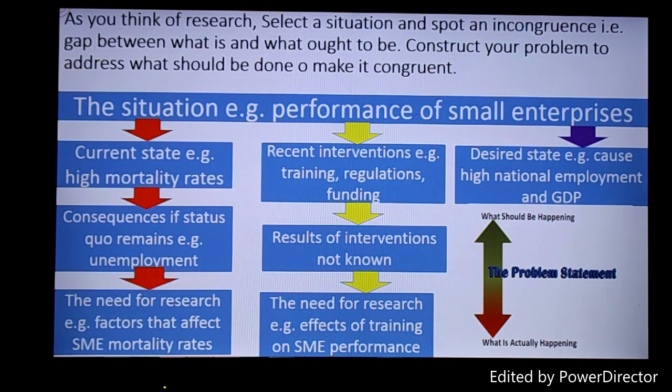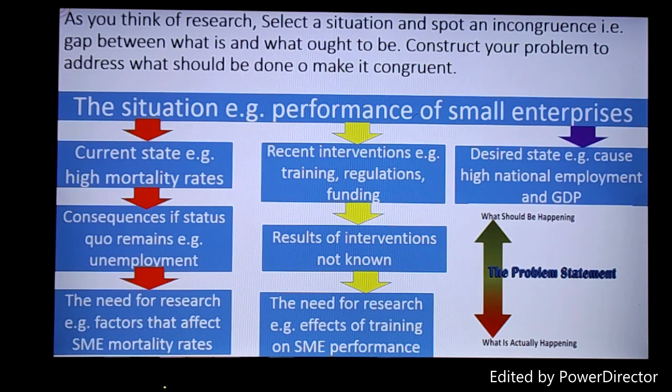One, there is a situation. It could be employee performance in an organization. The desired state would be the organization to grow and be competitive. And yet, currently, employees are not motivated. And if they are not motivated, productivity is low. And therefore, the research becomes factors that affect employee productivity.